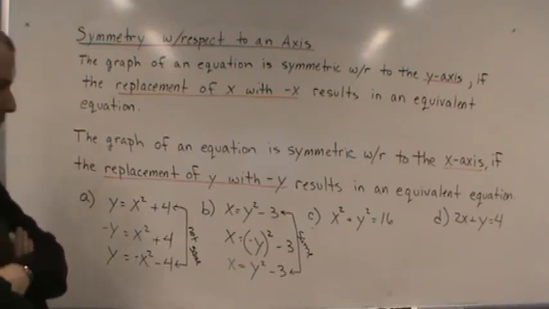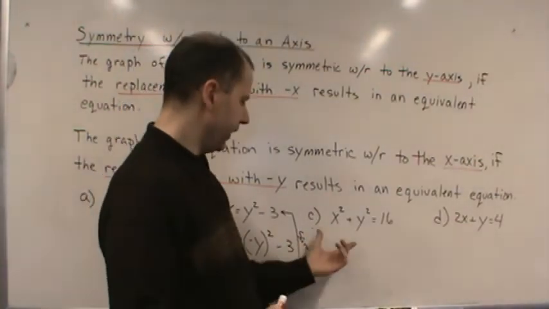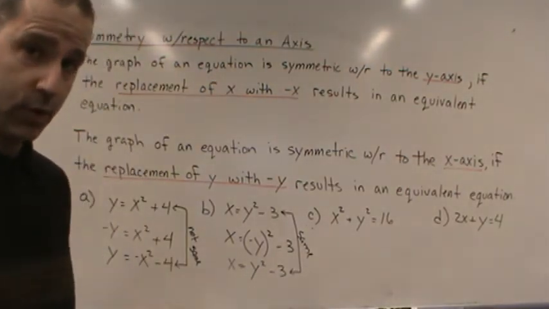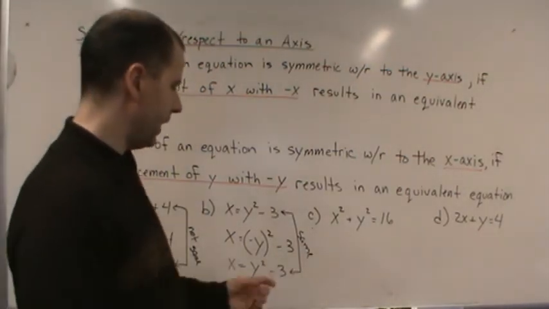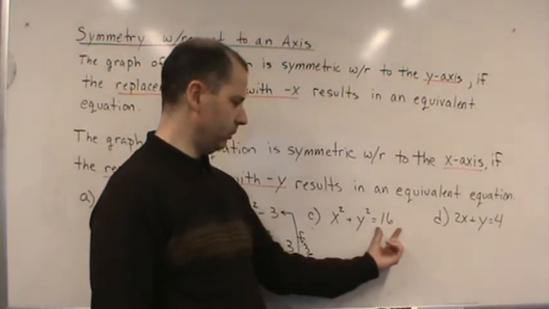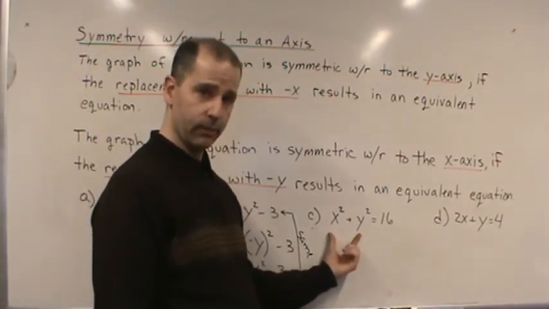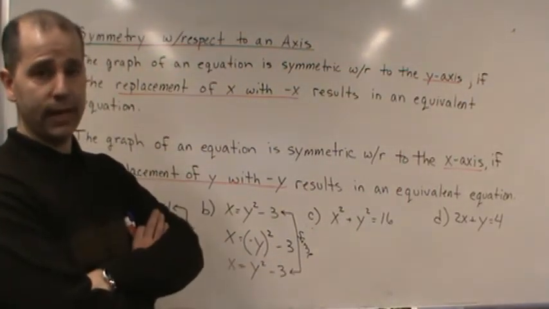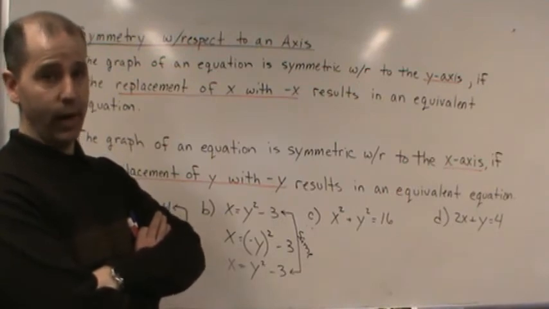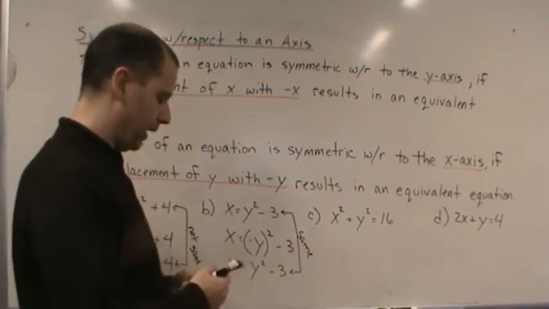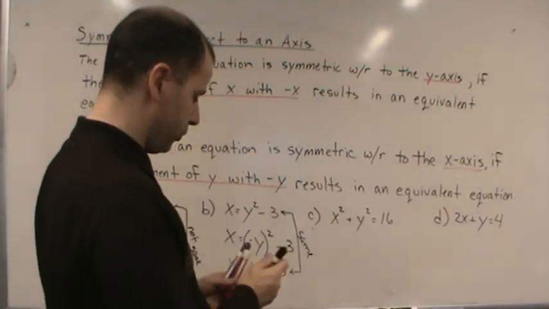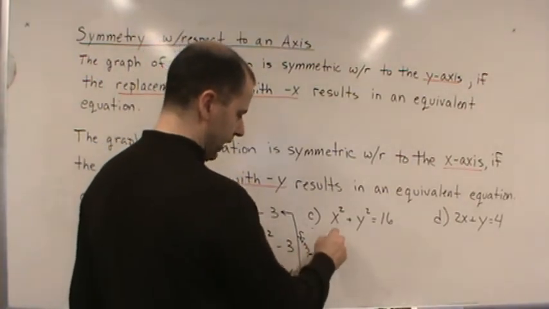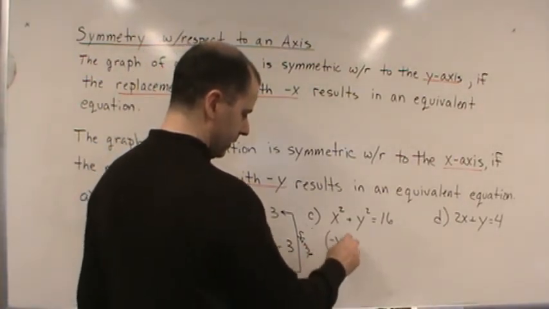Okay. Now, in C, if you recognize this from our study of 2.2, our study of circles, then you would realize that this is the equation of a circle that's centered at the origin. And so automatically, we can see that this is going to be symmetric with respect to the x-axis and the y-axis. Okay? But again, if you want to prove it to yourself, replace x with the opposite of x, or negative x. So we're going to have negative x here.